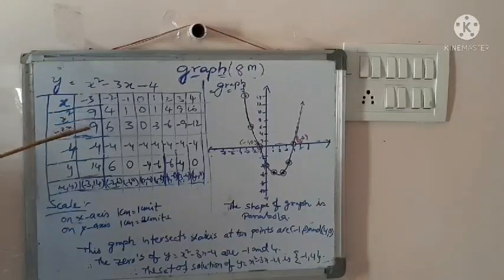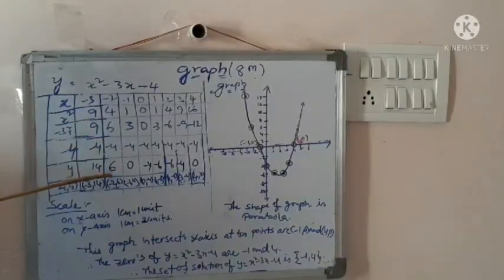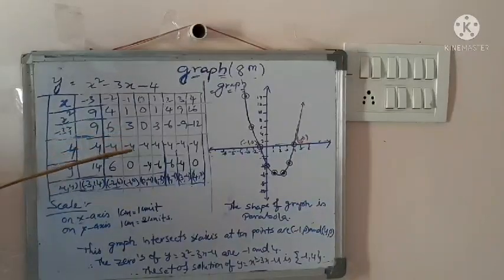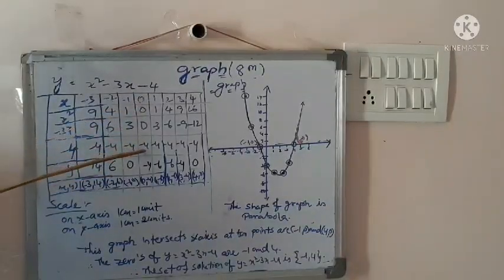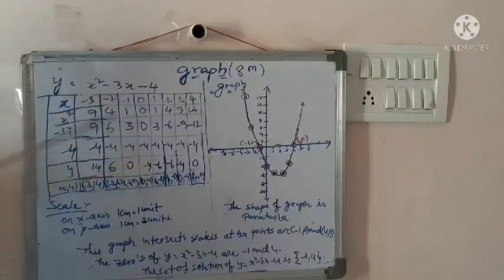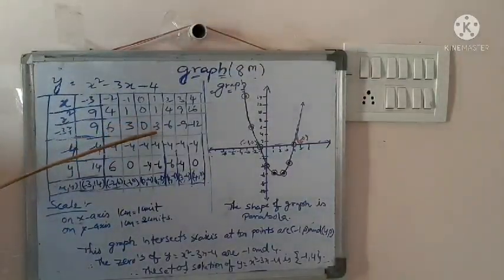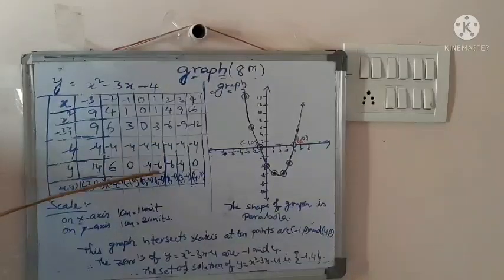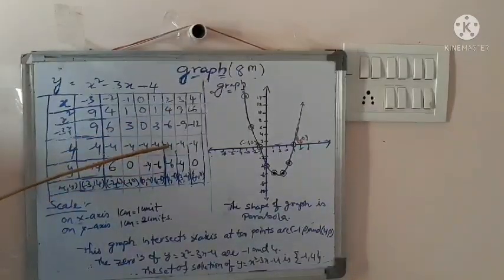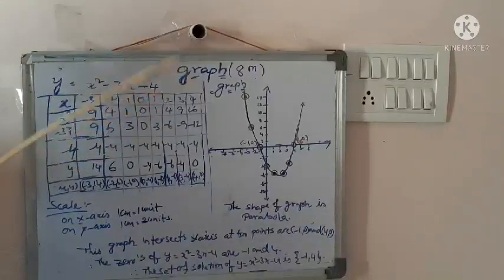So 9 plus 9, 18. 18 minus 4, 14. 4 plus 6, 10. 10 minus 4, 6. 1 plus 3, 4. 4 minus 4, 0. So here only minus 4 appears. So write here minus 4. And next, 1 minus 3, minus 2. Minus 2 minus 4, minus 6. 4 and minus 4, you will get 0. Same value but signs are different, then the sum is 0.